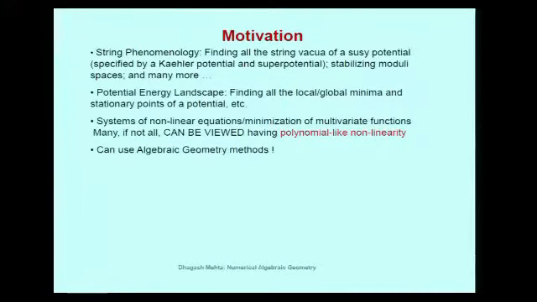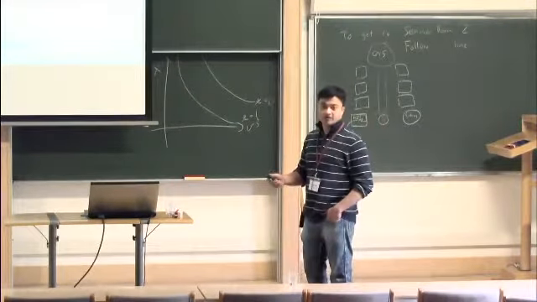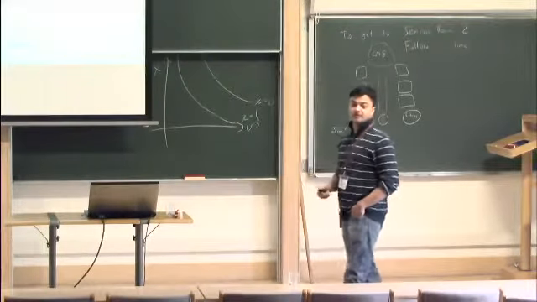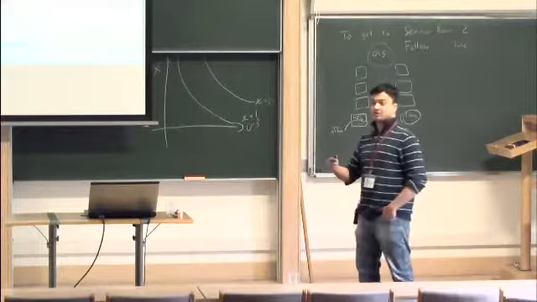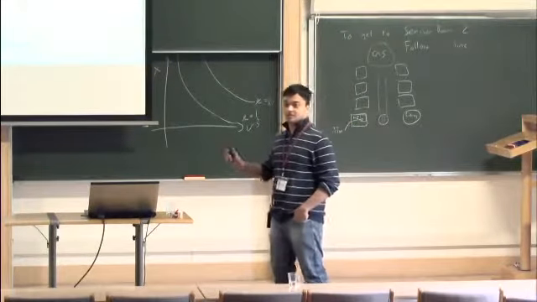So my motivation is as follows. We always encounter nonlinear equations, right? It's very natural to have nonlinear equations in any problem you work on. For example, finding all the string vacua or stabilizing moduli spaces and so on. In potential energy landscape scenarios, we have to find all the critical points, where we have to solve nonlinear equations. And of course, it is well known that nonlinear equations are very difficult to solve. But if you have a polynomial system of equations, then you are still in business. That's the whole point of my talk.